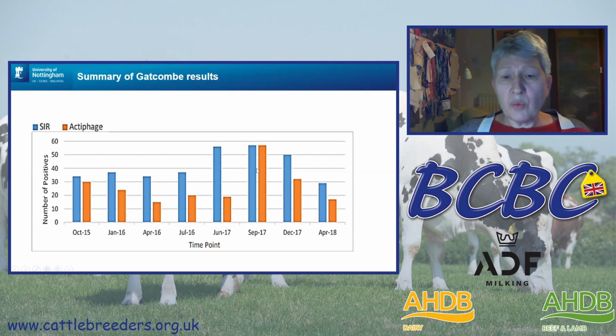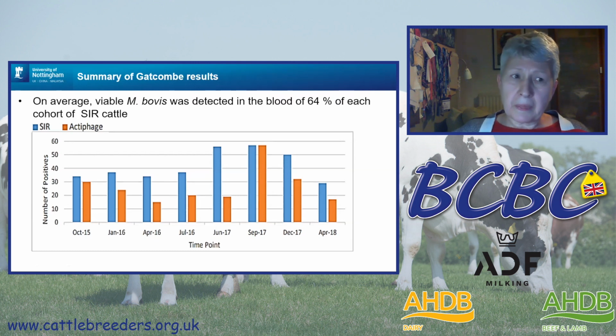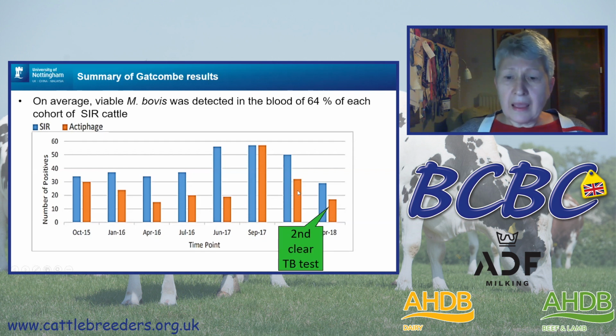And again, we were still finding animals with TB in their blood, even though they were giving a negative skin test result on the severe interpretation. So on average, MBO was detecting 64% of this cohort of SIR cattle. And at this point, there was the second TB test, so we stopped testing again.